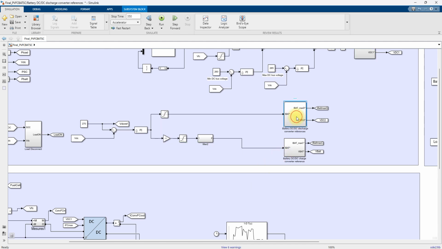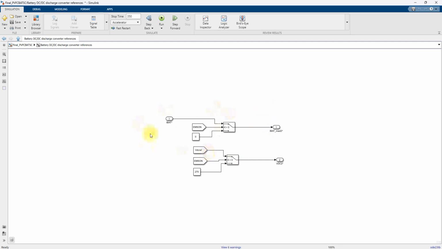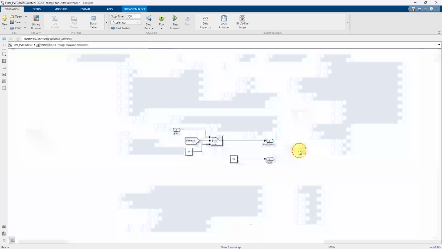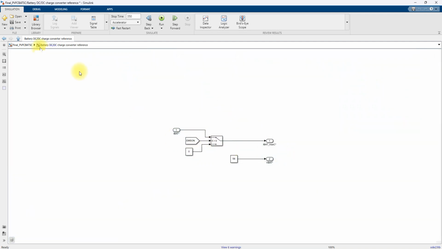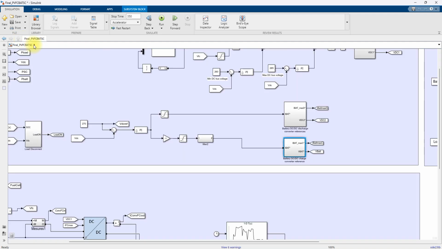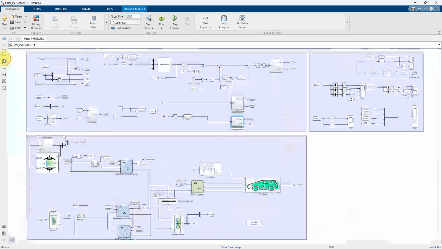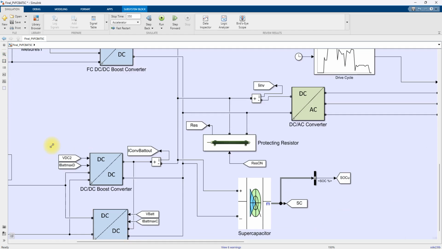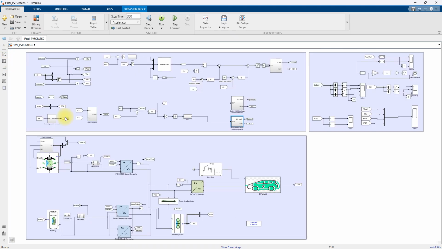Here we are creating the discharging behavior, and here we are fixing the charging behavior. You can see there are two converters here, with VDC2 and I battery max for discharging.